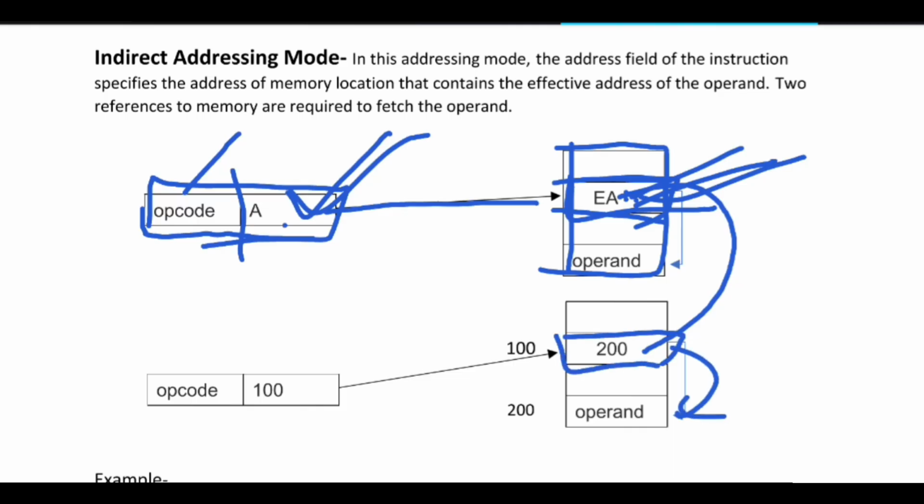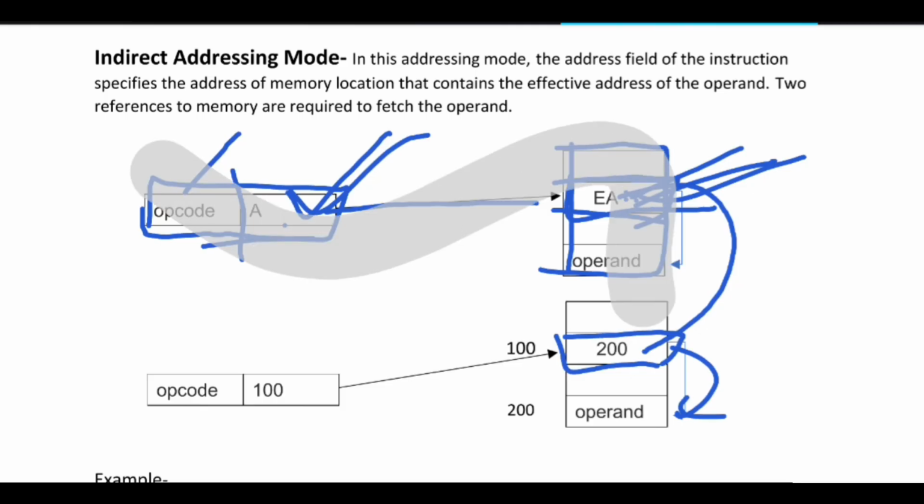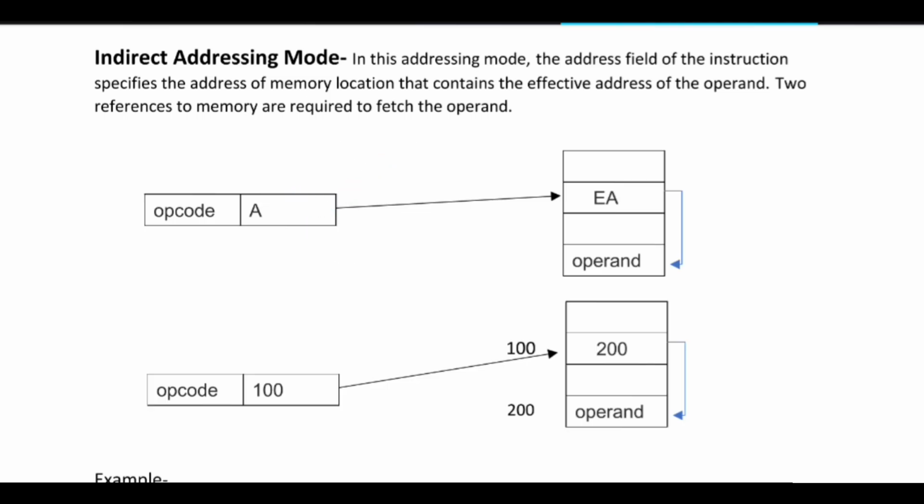From address we get the operand. Okay, if you want it more clear, then let's go to an example. Here is some instruction format. It's instruction format, not instruction page.